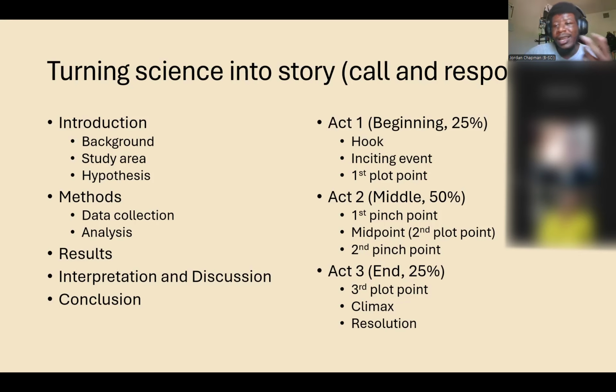This is going to be a bit of a call and response. So we're going to do the same thing we just did. I'm going to start this time with you, Dr. J. Where do you think things like the introduction or methods, and I'll let you choose which part of the science outline might map onto this three act structure?